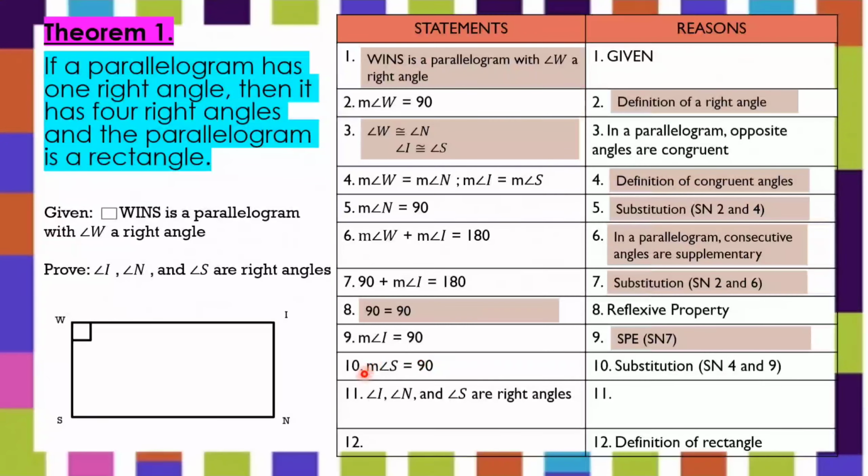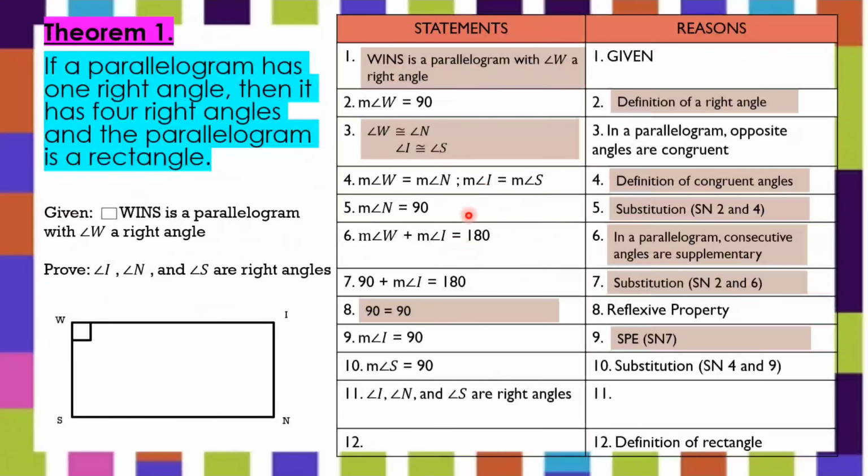Okay? So, for number 10, the measure of angle S is equal to 90 degrees. Substitution from statement numbers 4 and 9. So, alam naman natin, sabi sa number 4, the measure of angle I is equal to the measure of angle S. Given na yung measure ng angle I sa statement number 9, that is 90. Sinubstitute na lang natin. That's why we have the measure of angle S that is also equal to 90 degrees.